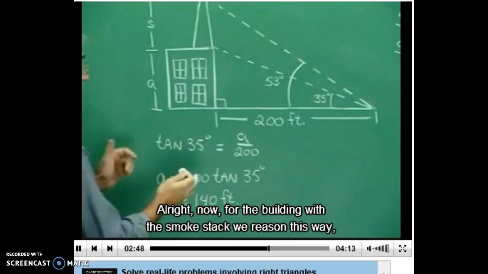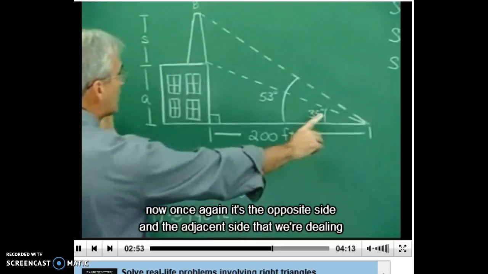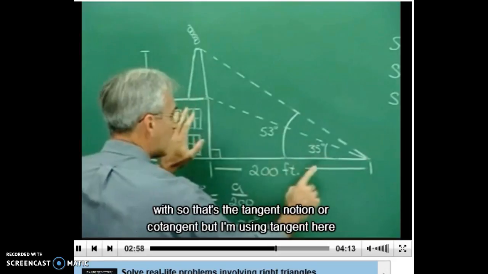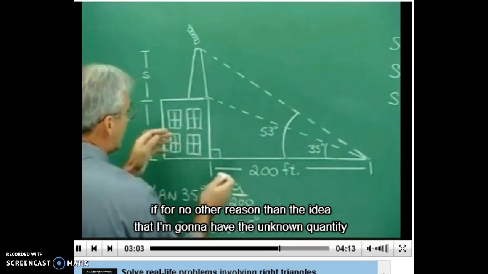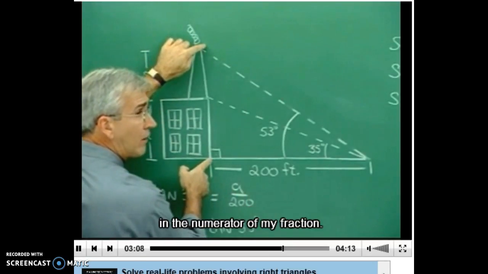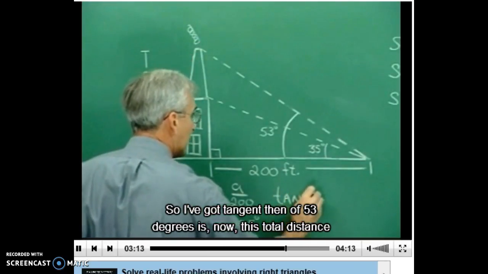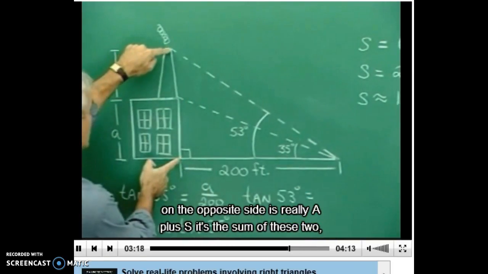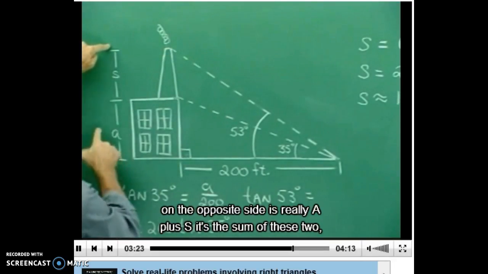All right, now for the building with the smokestack, we reason this way. Once again, it's the opposite side and the adjacent side that we're dealing with, so that's the tangent notion, or cotangent. But I'm using tangent here if for no other reason than the idea that I'm going to have the unknown quantity in the numerator of my fraction. So I've got tangent of 53 degrees is, now, this total distance on the opposite side is really A plus S. It's the sum of these two.